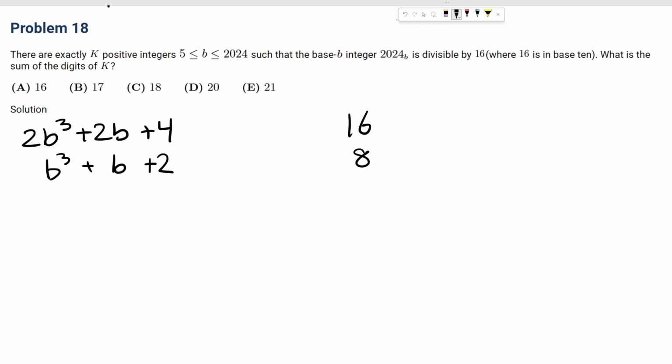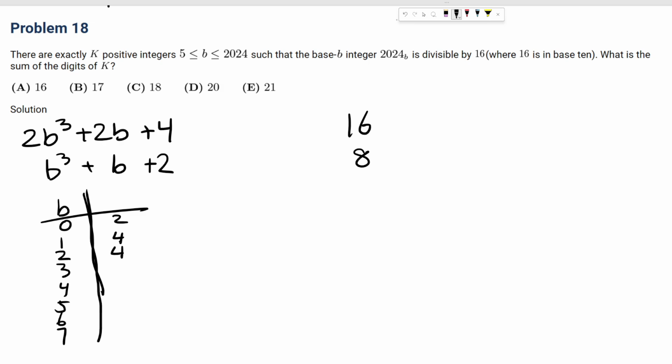So now let's just make a table of values of b that are okay. So if b is 0 mod 8, or 1 mod 8, or 2, or 3, or 4, or 5, or 6, or 7, then we want to see if this is congruent to 0 mod 8. So if we plug in 0, we get 2. If we plug in 1, we get 1 plus 1 plus 2 is 4. If we plug in 2, we get 0 plus 2 plus 2 is 4. If we plug in 3, we get 27, which is 3, plus 3 plus 2, which is 0. So 3 is working. If we plug in 4, we get 0 plus 4 plus 2 is 6. If we plug in 5, we get 125, which is equal to 5, plus 5, which is 10, plus 2, which is 4, so that's not working.